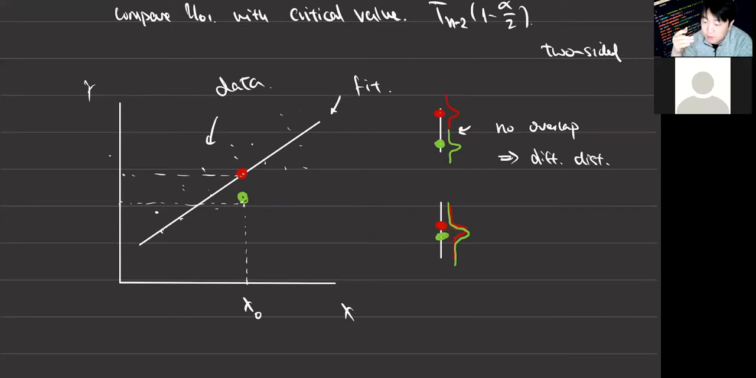You can't say with confidence that these two dots come from different distributions, right? You can't say that, at least not with confidence. So then what's happening is here you say, okay, there's a lot of overlap. And then you can say, okay, they're the same distribution. Does that kind of make sense?